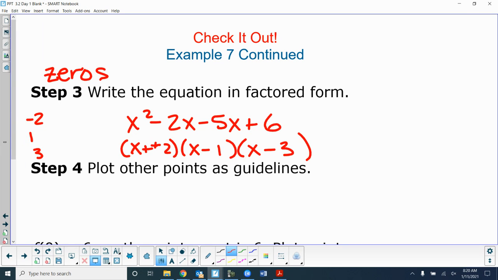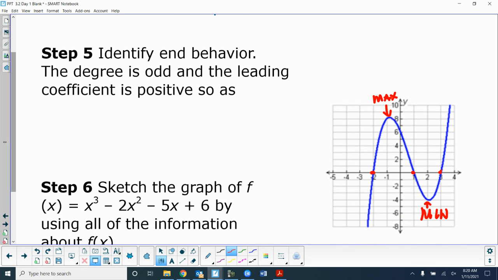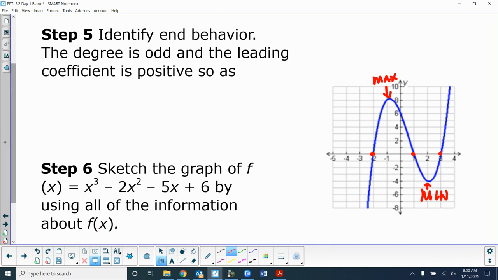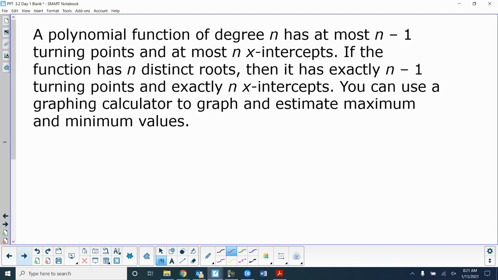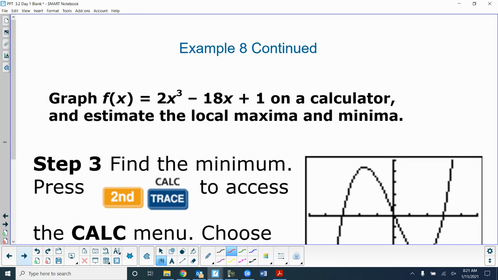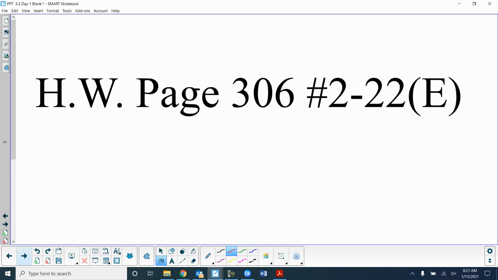So factored form, again, once you know what the zeros are, you just write X minus, and then put those numbers after it. Put it in parentheses. I don't know if this asks for that. And behavior, you can do that by looking at it. The leading coefficient was positive, so the far right was going up. The degree was odd, so the far left was going down. You can look at it and see that. Turning points we call mins and maxes. I just showed you how to find those. I think that's it. That was just another example there.